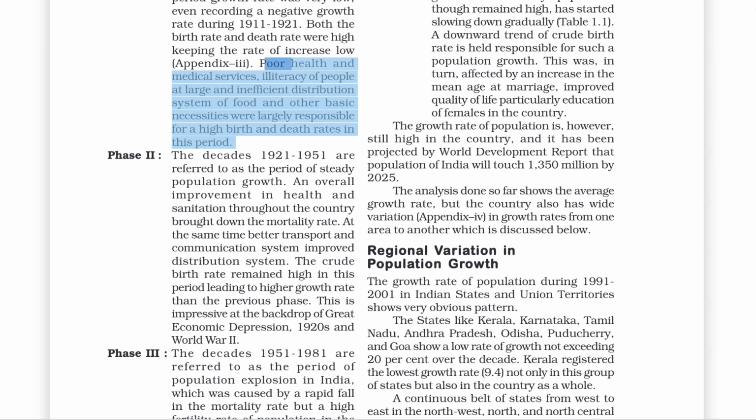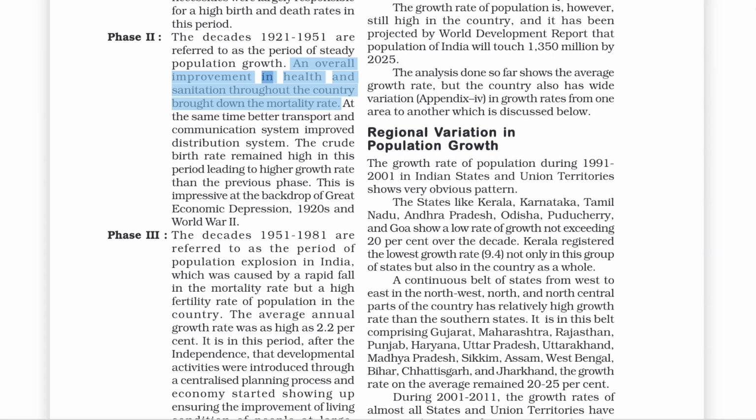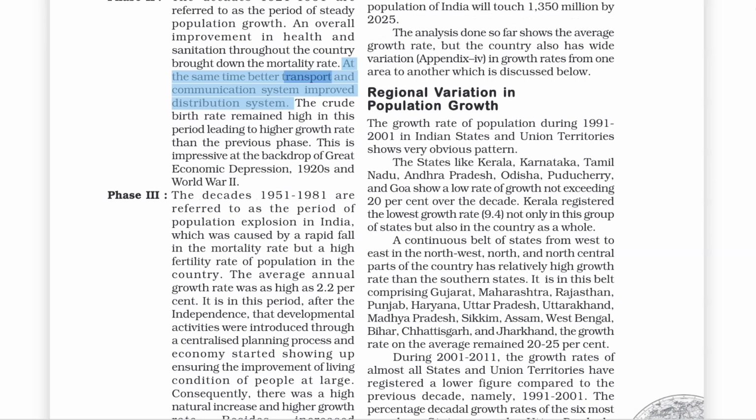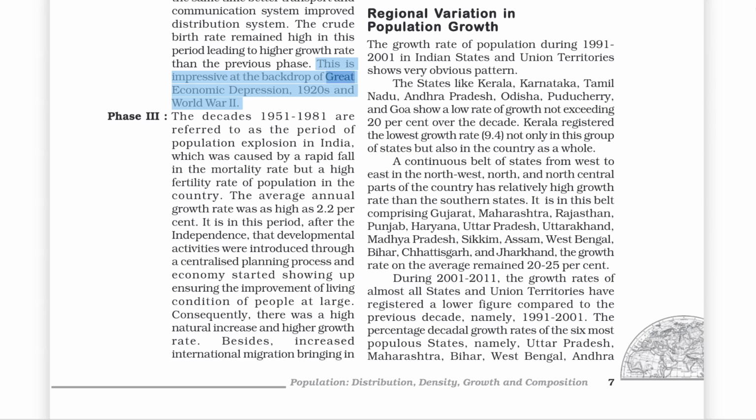Appendix 3. Poor health and medical services, illiteracy of people at large, and inefficient distribution system of food and other basic necessities were largely responsible for high birth and death rates in this period. Phase 2, the decades 1921 to 1951 are referred to as the period of steady population growth. An overall improvement in health and sanitation throughout the country brought down the mortality rate. At the same time, better transport and communication system improved distribution system. The crude birth rate remained high in this period, leading to higher growth rate than the previous phase. This is impressive against the backdrop of the Great Economic Depression, 1920s and World War II.